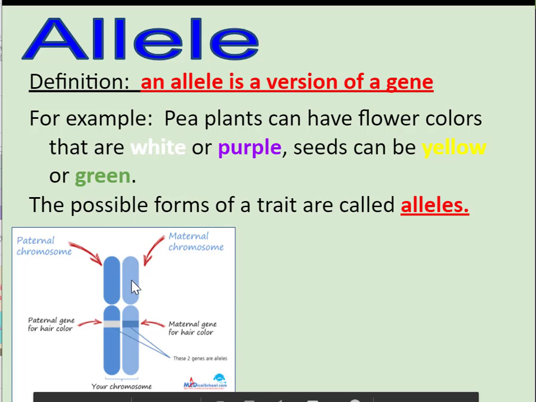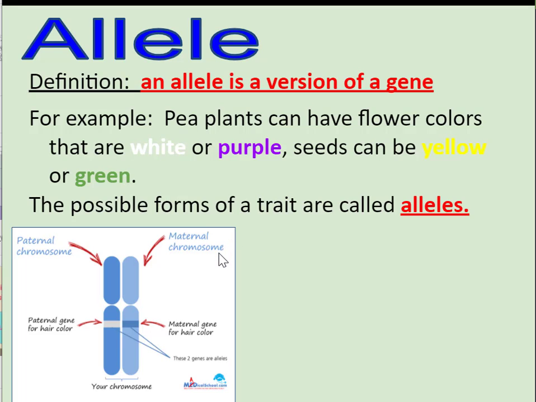So if we look at the picture here, we have our genetic information, our chromosome. The chromosome on the right came from mom, the chromosome on the left came from dad. And then if we look at this band right down here, that band is a gene and it's coding for hair color. Now, if you look at your parents, they both have different hair colors. Mom might have brown hair, dad might have black hair. The different colors would be the alleles. So brown hair would be an allele, black hair would be an allele.